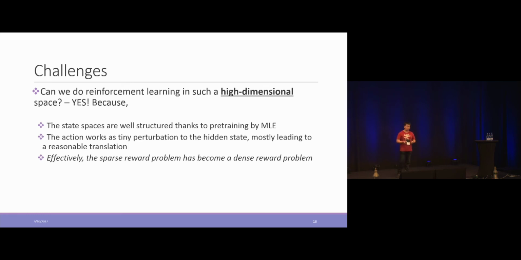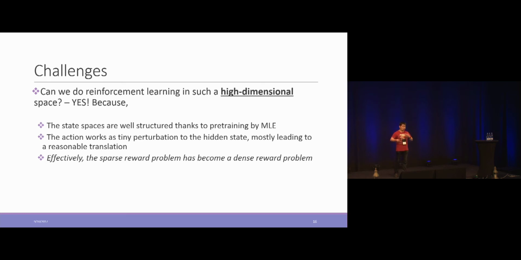Because we are not training 1,000 actions from scratch, it depends on the hidden state. The action works as a very tiny perturbation on the hidden state, and mostly will still lead to a reasonable translation. That means that if I run 1,000 different actions, we can have 1,000 different translations, which are still reasonable, and we can get 1,000 different rewards. So in that case, it turns the very sparse reward problem into a dense reward problem and makes it trainable.